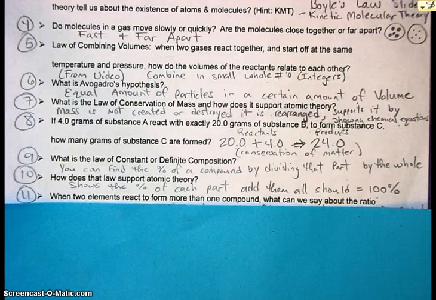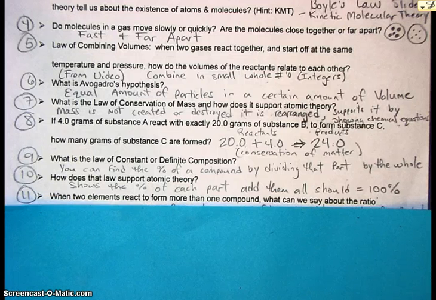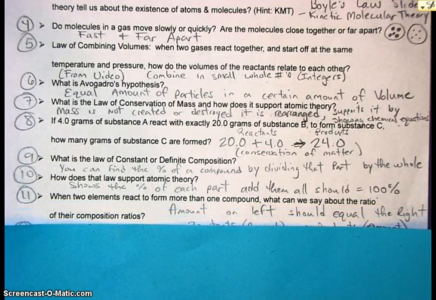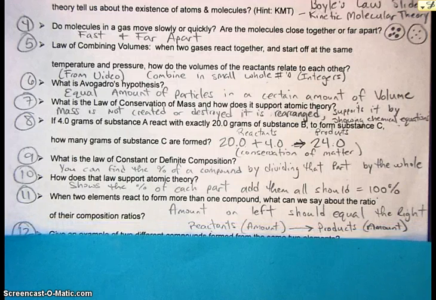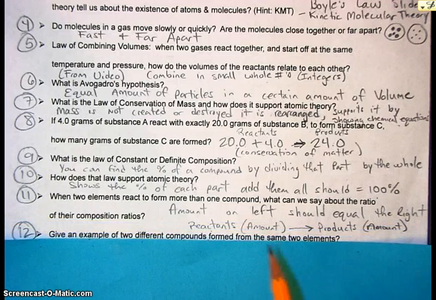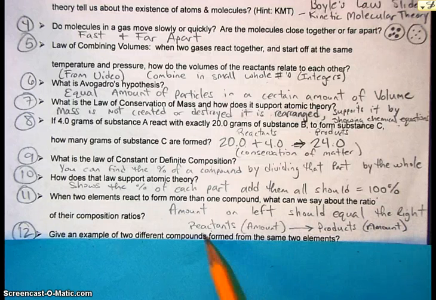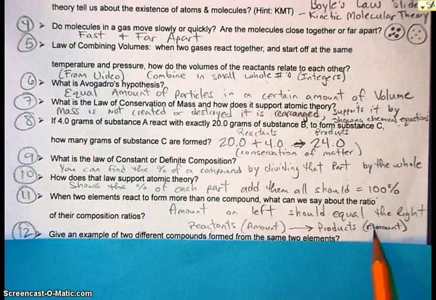Okay, question number 11 says, when two elements react to form more than one compound, what can we say about the ratio of their composition ratios? Well, we can say that the amount on the left should equal the right, so the amount of the reactants should equal the products, or the amount of the products on the right.